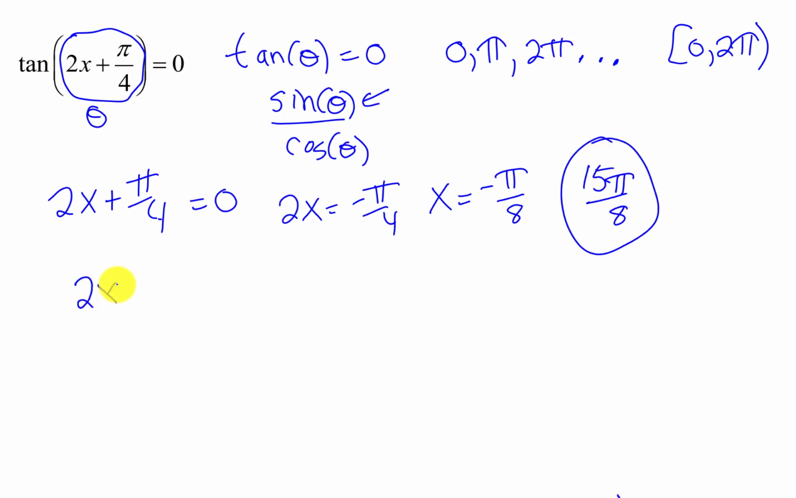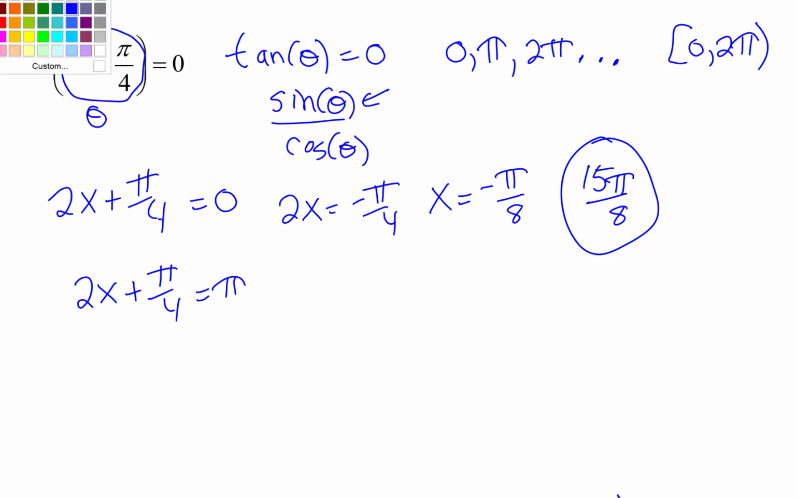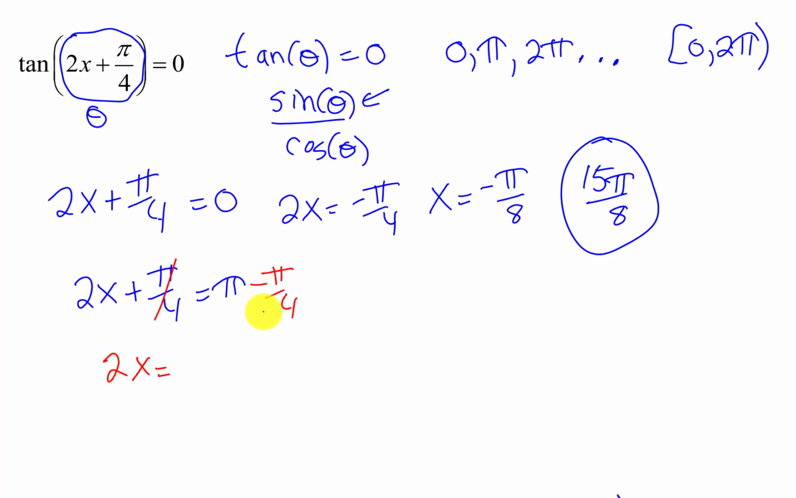Now let's take that 2x plus pi over 4 and put it equal to pi. First of all, we're going to subtract the pi fourths from both sides. So 2x equals 4 pi fourths minus pi fourths, which is 3 pi fourths. So x equals, if we divide both sides by 2, 3 pi eighths. So there's another of our answers.